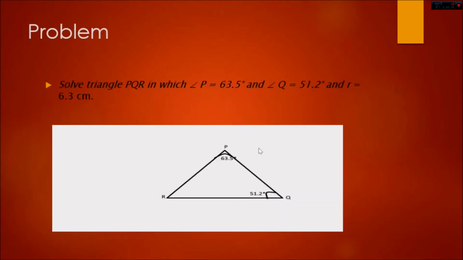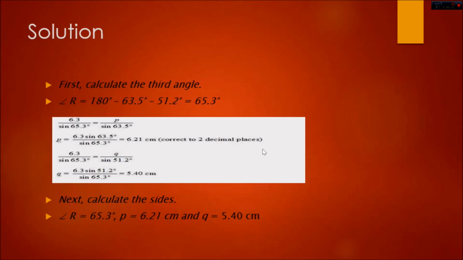So let's try solving this. We have to solve triangle PQR in which P equals 63.5 degrees and angle K equals 51.2 degrees and R is 6.3. So first we calculate the third angle. Angle 3 equals 180 degrees minus 63.5 degrees minus 51.2 degrees, which is equal to 65.3 degrees.